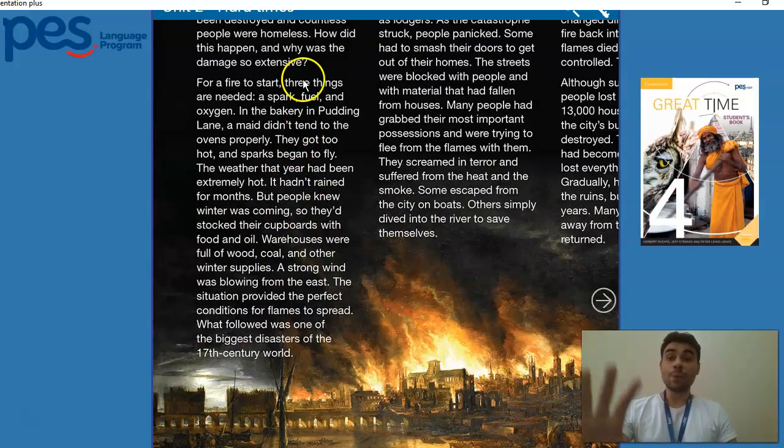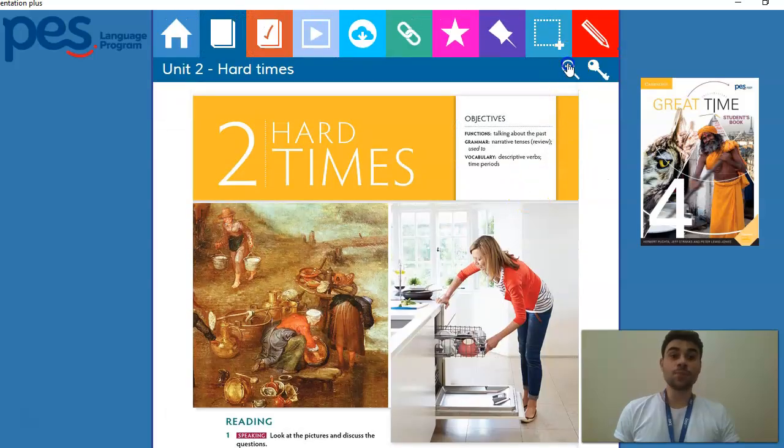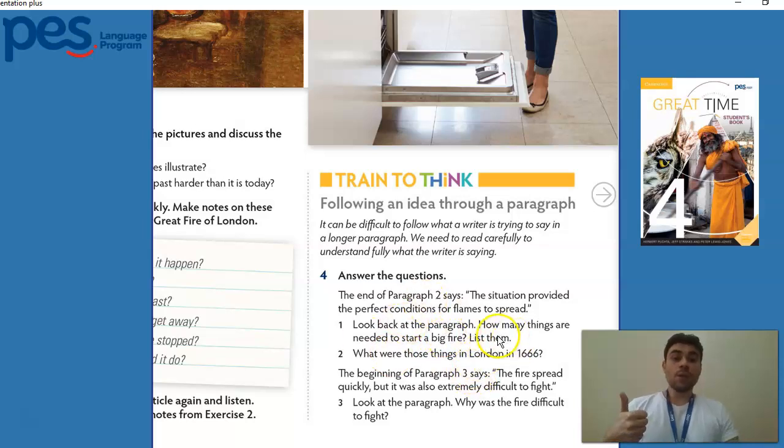You see, we have many different types of situations here, images that the writer was giving us, and we need to connect these ideas in a logical way. All right, so let's go back to the two first questions and answer them properly. So, how many things are needed to start a big fire? 3, right? We need a spark, fuel, and oxygen.